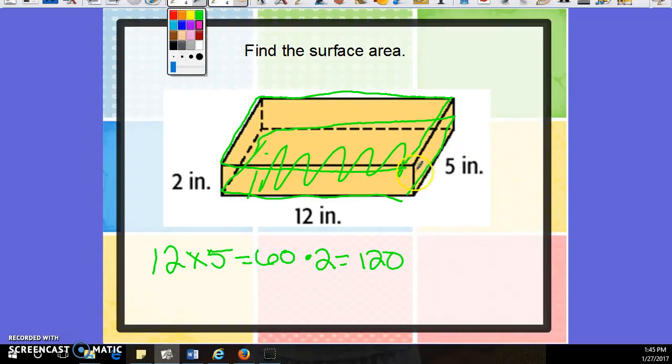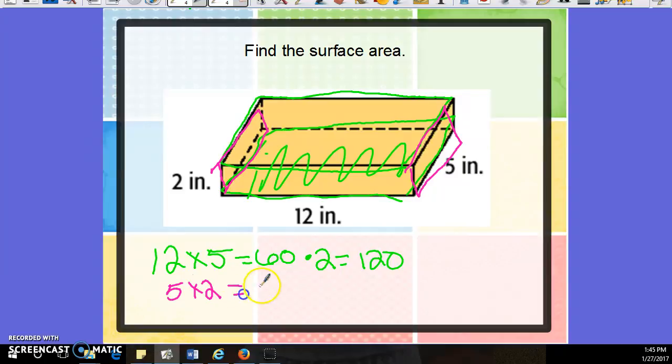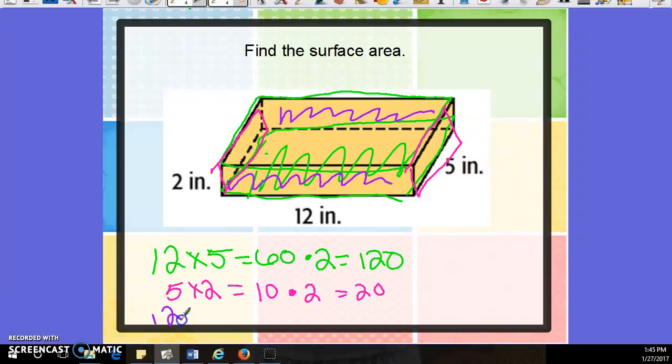Now, you have this right here, and this right here. Some people made the mistake of thinking all of these sides were equal. What are the dimensions of these? 5 by 2. So 5 times 2 is 10. You have 2 of them, which gives you 20. Now we have that one and that one. What are the dimensions? 12 by 2. 12 times 2 gives you 24. You have 2 of them, so you have 48.